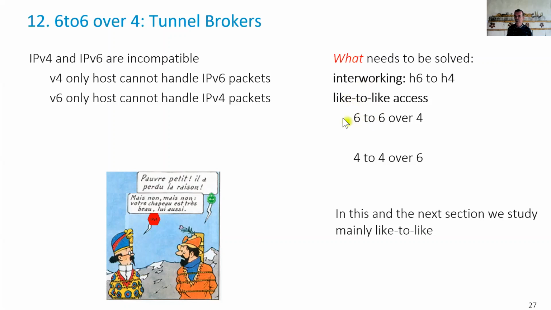But we also have other problems, and this is what is solved partly with the application layer gateways that we discussed last week. Today we will talk about one solution that uses mechanisms also used for like-to-like access. Like-to-like access, as we've discussed, is how we can use the IPv4 internet to interconnect IPv6 islands, or vice versa.